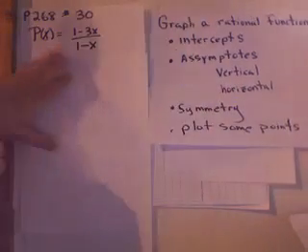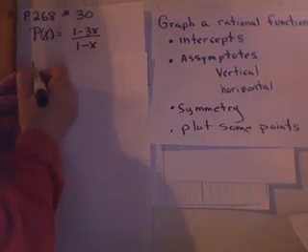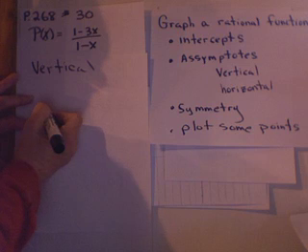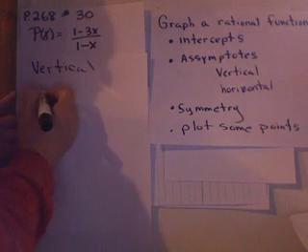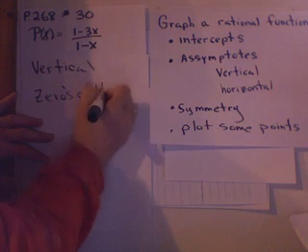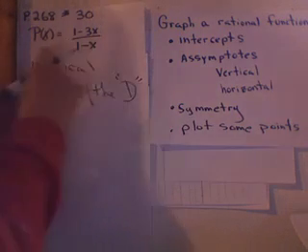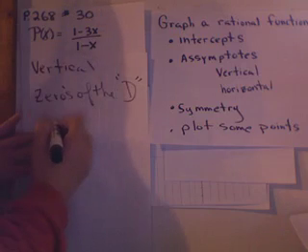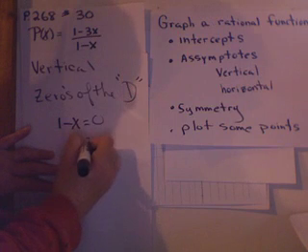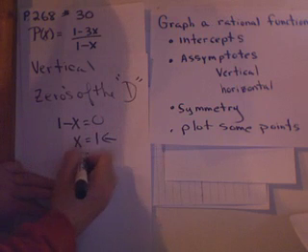So, to find the asymptotes, let's do vertical asymptotes. Here's what we do. We find the zeros of the denominator, and I'm just going to abbreviate that D. All right, so what's the denominator? 1 minus x. So 1 minus x equals 0. x equals 1. This is an asymptote, so we need to graph it.